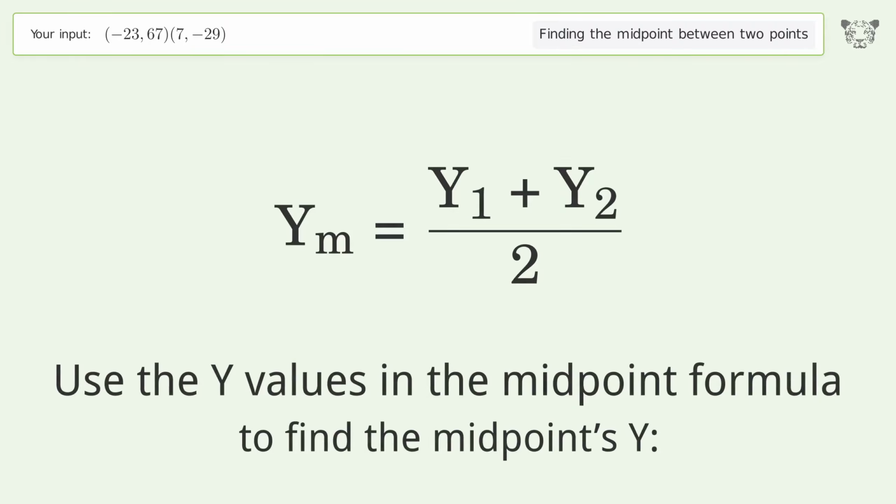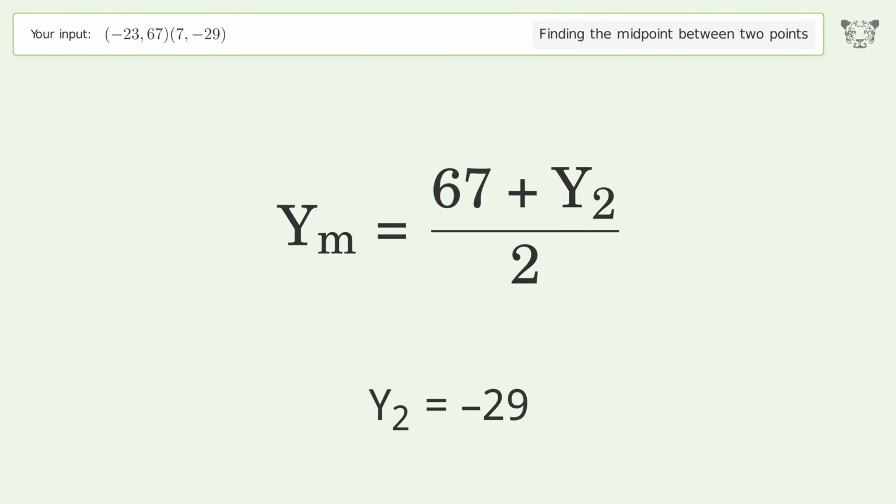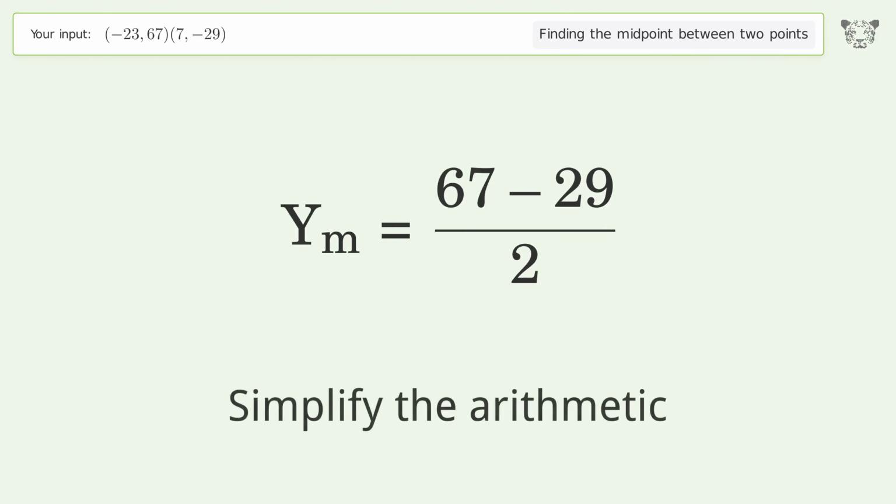Use the y values in the midpoint formula to find the midpoint's y. y1 equals 67. y2 equals -29. Simplify the arithmetic.